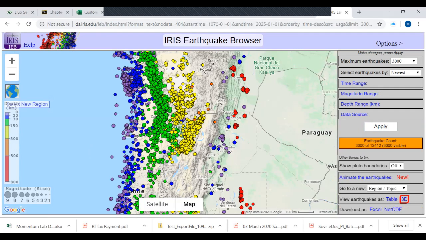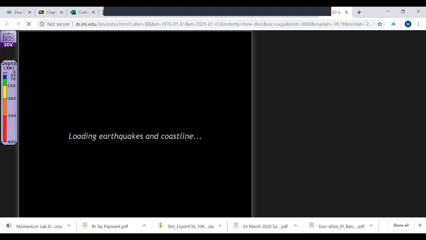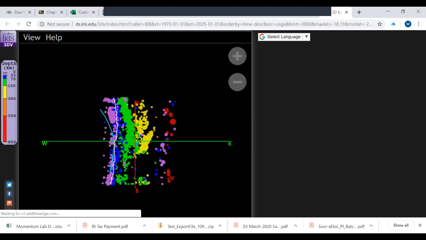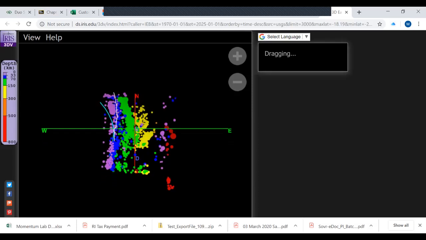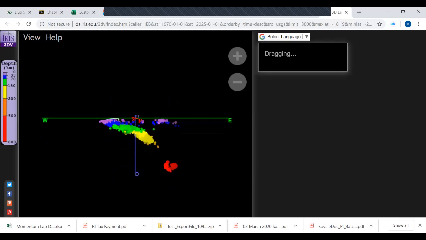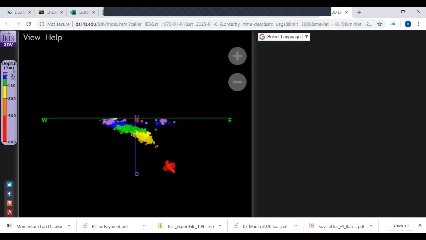What this allows us to do is look at it three-dimensionally. So here, this white line is the coast. This blue line is the trench, okay, where this plate is subducting under this plate. So this is north-south. This is east-west. I can click this and drag it and look at the cross-section. And so now we're looking at, as is up, this is down.